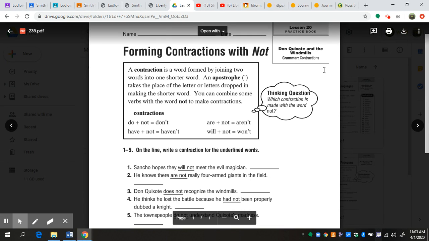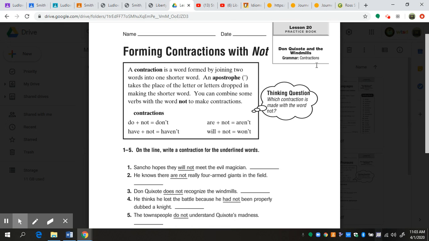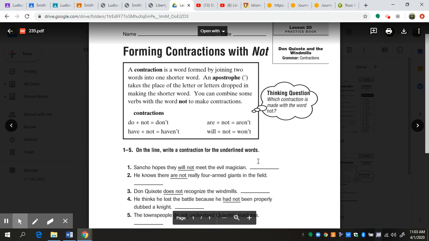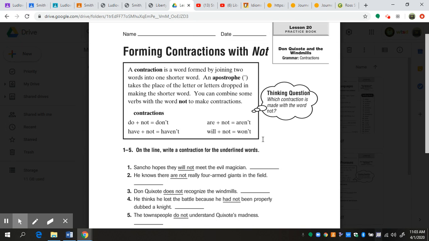If you look over here, it says that this grammar goes with Don Quixote and the windmills. We actually don't have that story at all in our textbook. So this is from a different textbook that we don't have. However, it's still important to know the grammar.